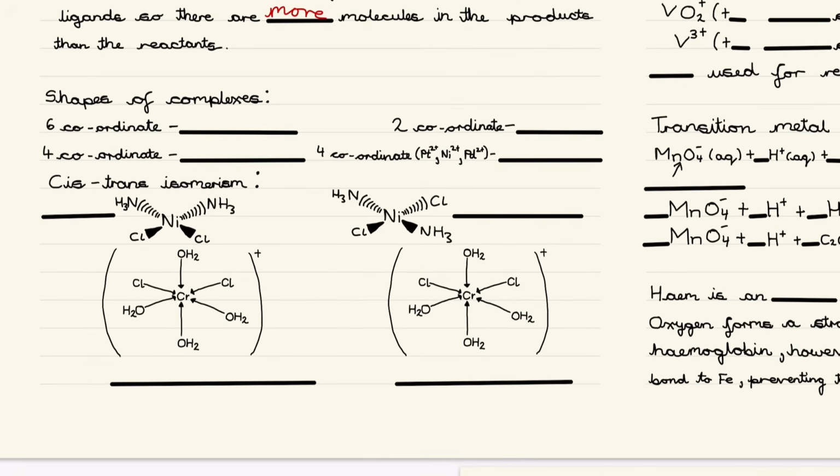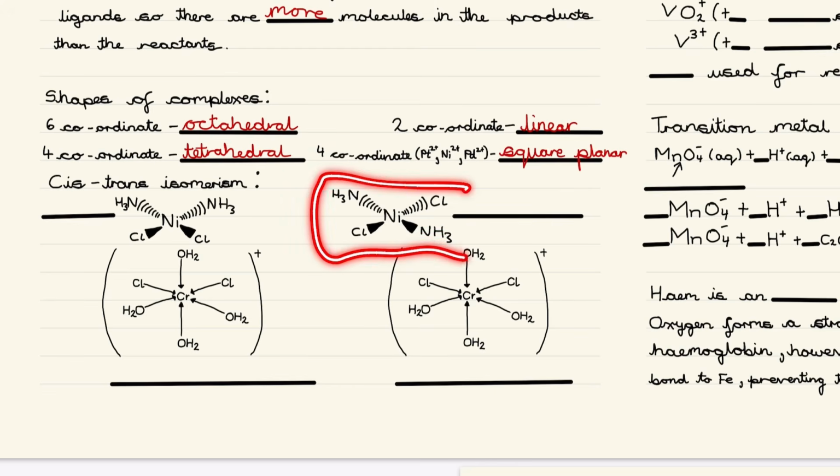Now when the coordination number is 6, it's probably going to be an octahedral. When you have 2 coordinate bonds, it's probably going to be linear. When you have 4, it could either be tetrahedral or square planar. Now usually it would be tetrahedral. However, if the metal ion is one of these 3, then it's most likely going to be square planar.